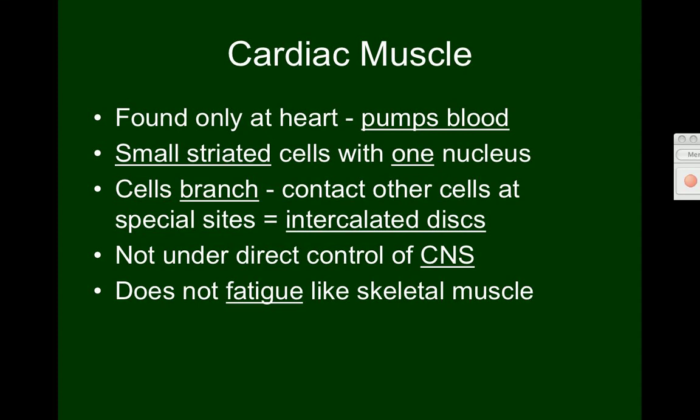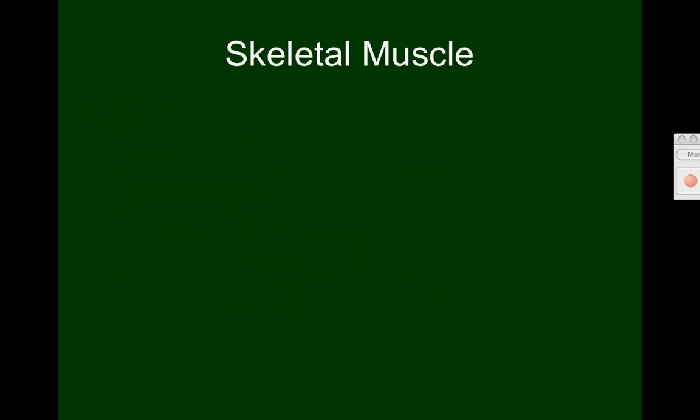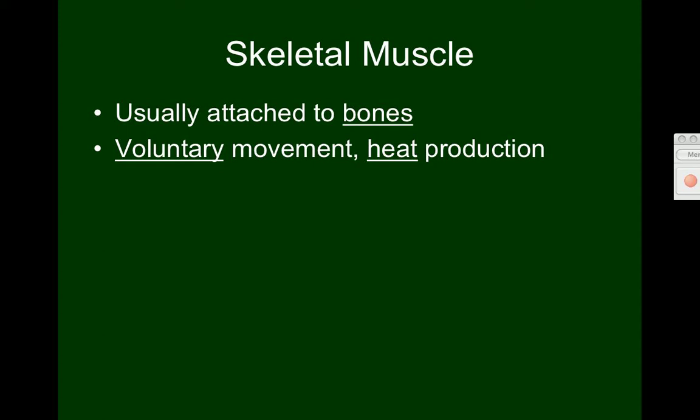The third type of muscle, and the one that you're most familiar with, is skeletal muscle. And skeletal muscle is usually attached, of course, to the bones. That's where it gets its name. They are responsible for voluntary movement as well as production of heat. And so when you shiver when you're cold, what you're actually doing is contracting your skeletal muscles and producing heat to hopefully raise your body temperature.